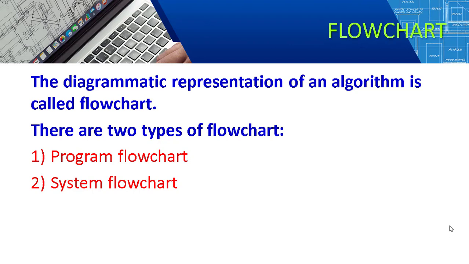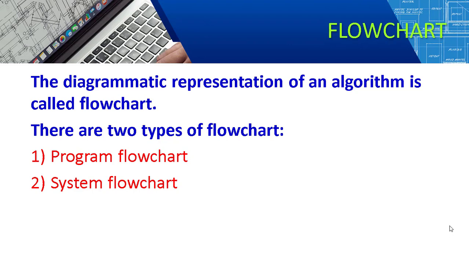A program flow chart will specify only the flow of operations of the algorithm, but it will never specify the computer environment in which the program will be executed. It will only tell you about the flow of information. But a system flow chart is a flow chart which will give the overall view of the computer system environment.